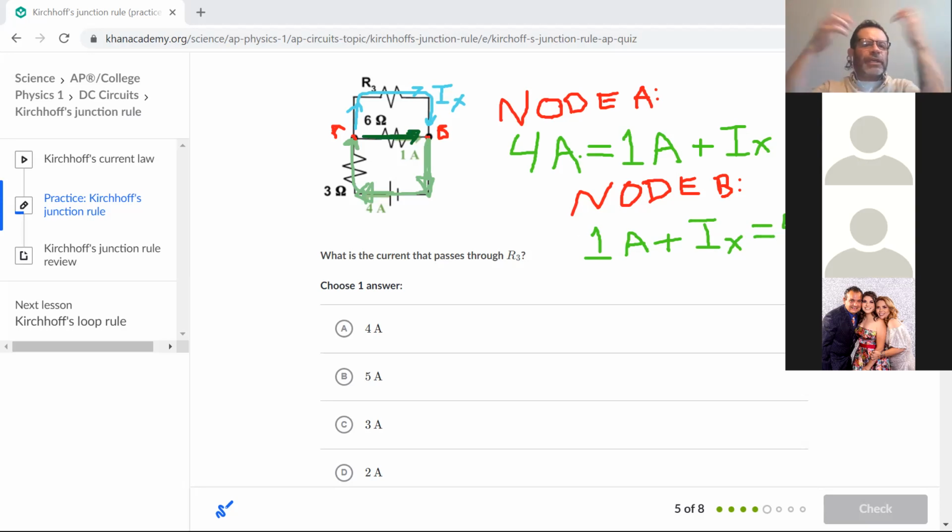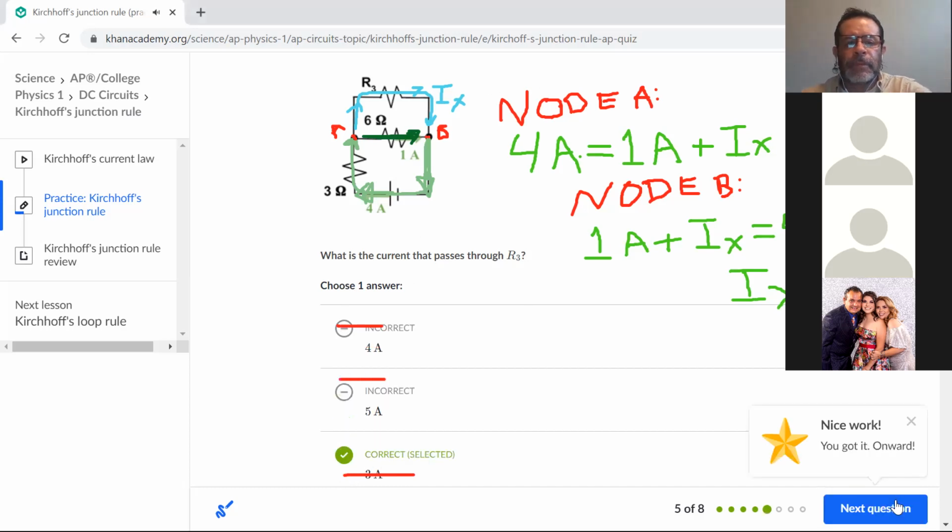Why? Because in the end, we have the conservation of energy. If we're looking at one node and the other, it's going to be the same expression, just represented depending on the reference we're taking. So it's going to be the same equation. From this equation, what is the value of Ix, which is the one we're looking for? 3 amps. So the answer should be 3, and that is correct.